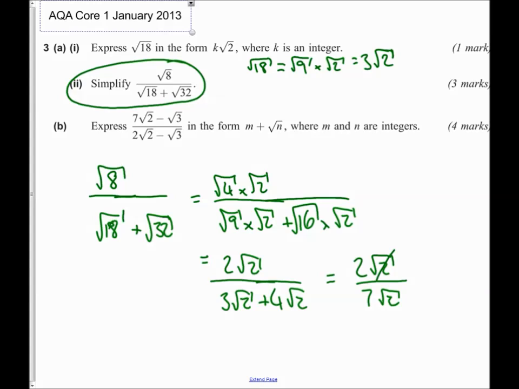Now I can cancel my root 2's, and I'm just left with 2 sevenths. So I didn't need to do the rationalizing the denominator because the square roots just cancelled nicely for me. That will not always be the case.